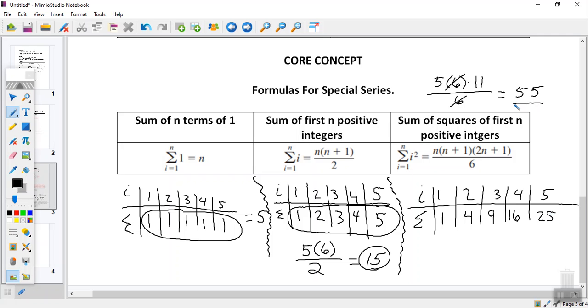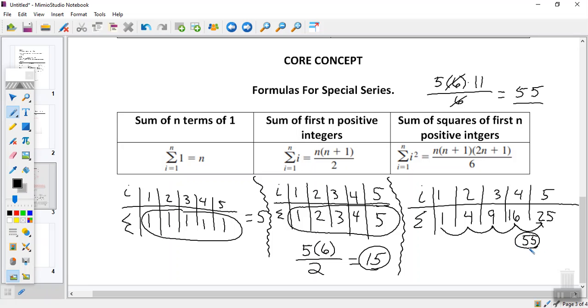Okay, so if you see an i squared summation, this formula can save you a lot of time instead of listing stuff. But let's just double check. What's 1 and 4 going to add up to? I'm at 5. 5 and 9 is? 14 and 16. 30 and 25 add up to what? By golly. Works, right?